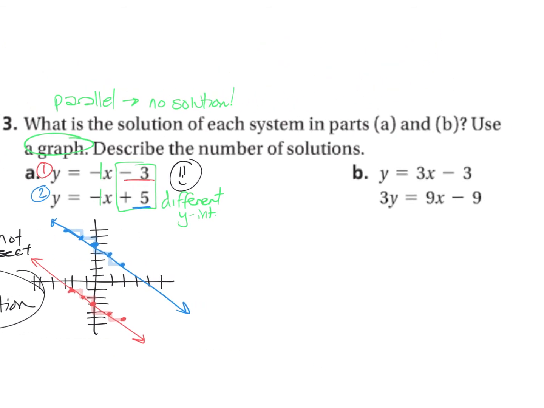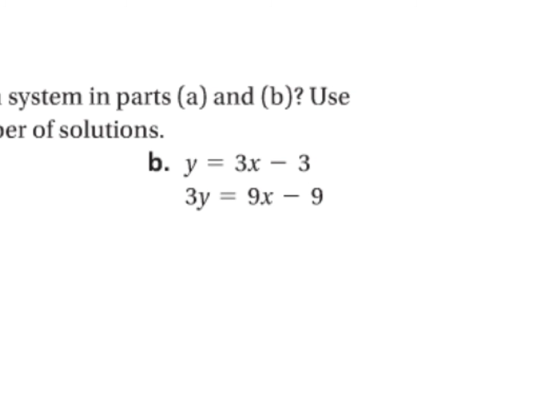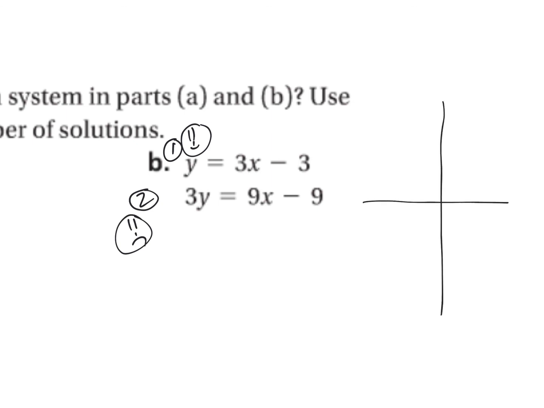Okay, last one over here, part B. Number 1 gets a smiley because that's in slope-intercept form. Number 2 gets a frown because that's not in slope-intercept form. So what I'm going to do is make my coordinate plane really quick off to the side. Okay, let's go ahead and graph number 1.